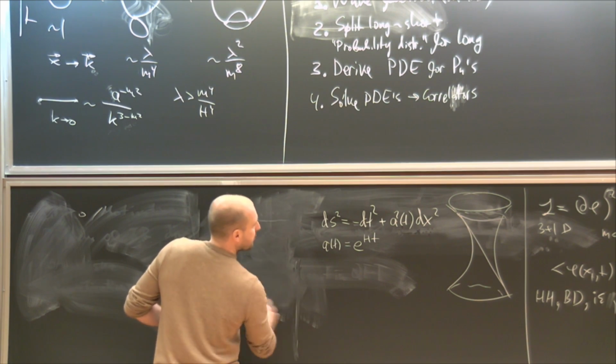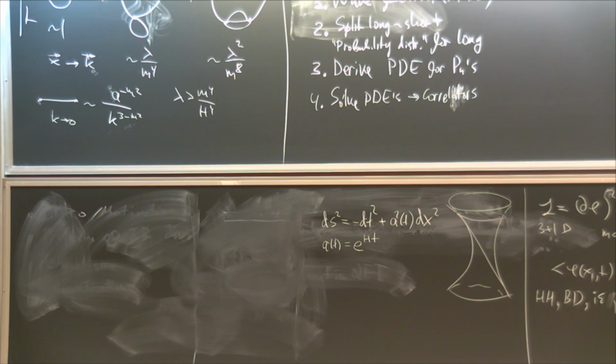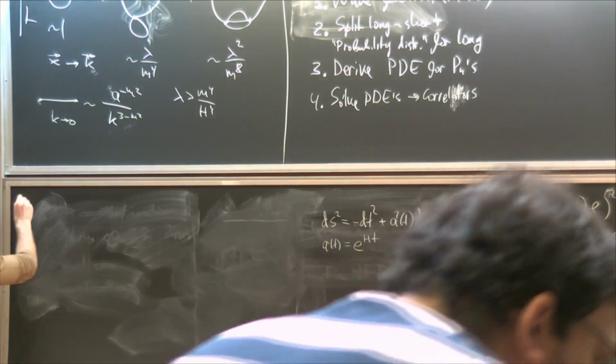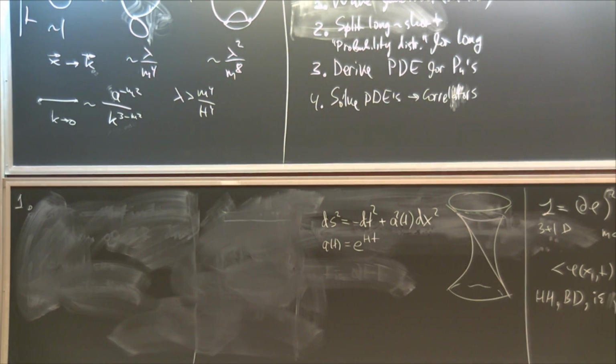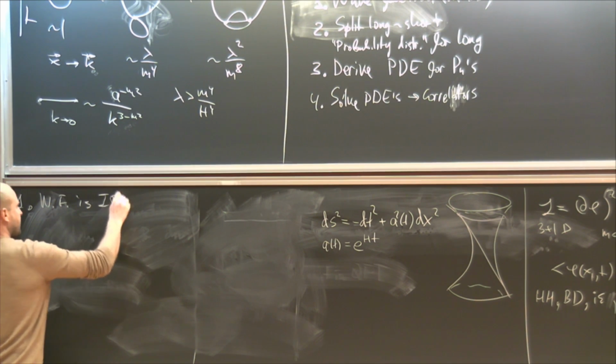Okay, let me keep the metric for now and the Lagrangian. So, let us start with the wave function. The first observation that is crucial to make here is that the wave function is IR finite.